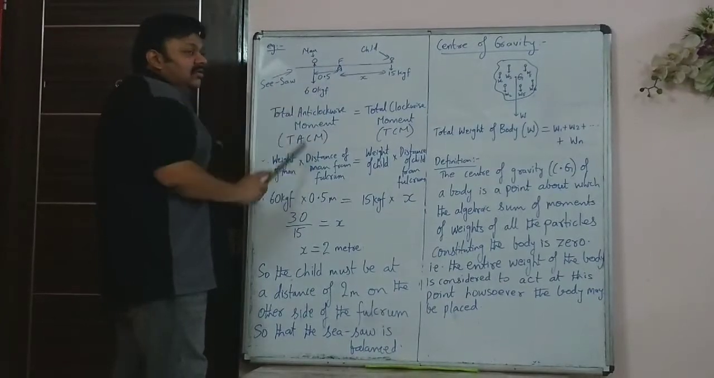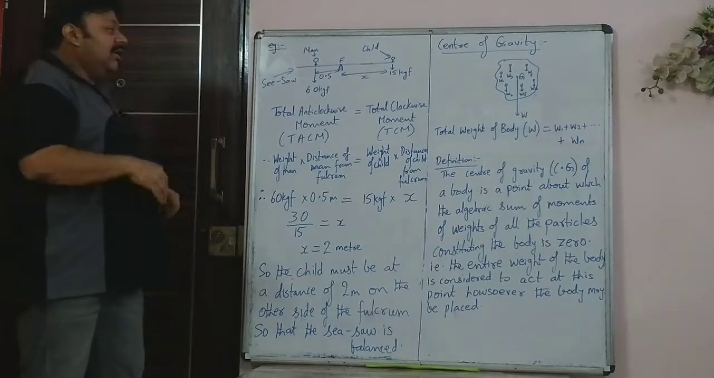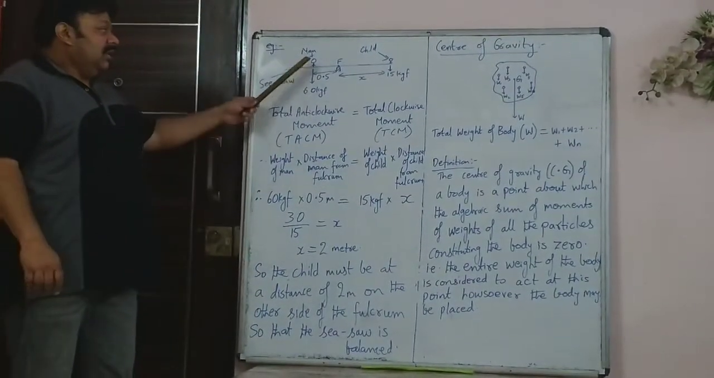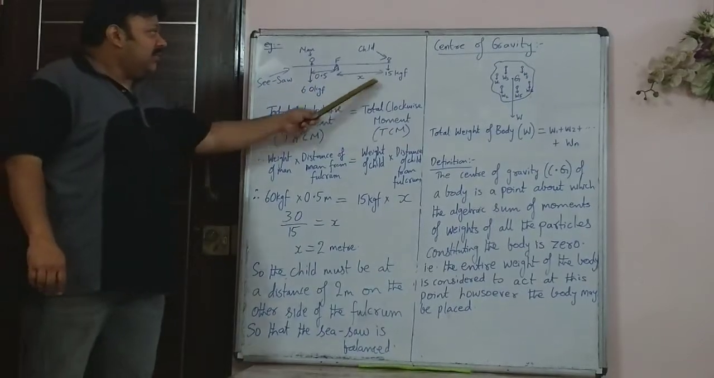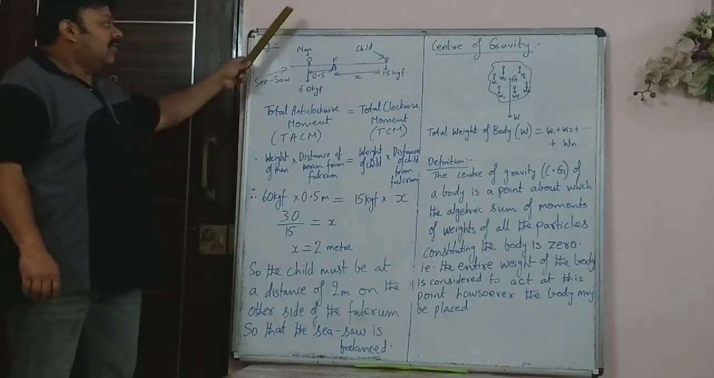Heavier the weight, closer to the fulcrum. Lighter the weight, further away from the fulcrum. Why? Because we are using the principle of moments in this. In this case, the father is producing anti-clockwise movement and the child is producing clockwise movement.